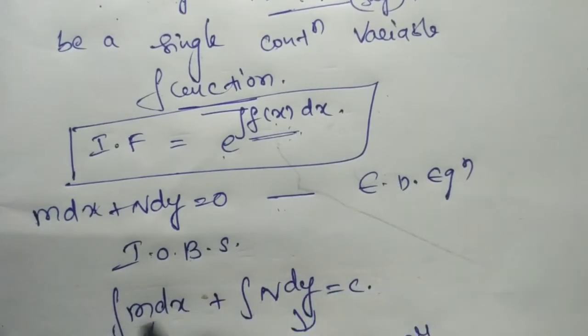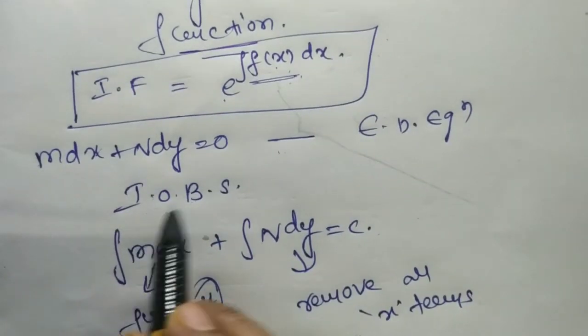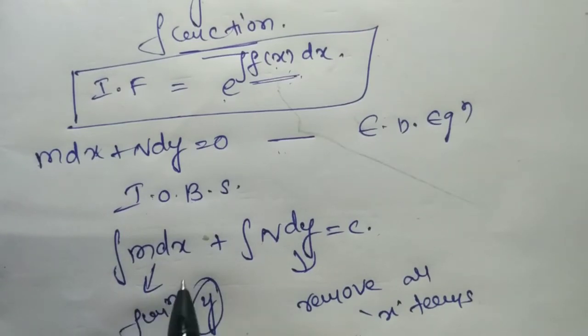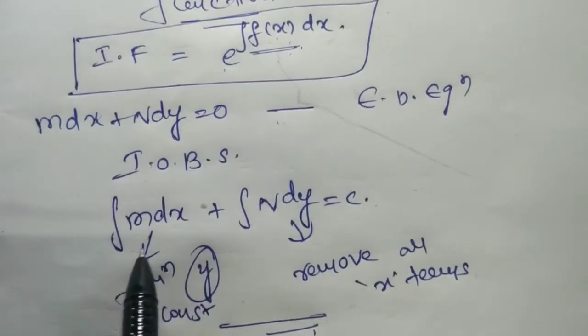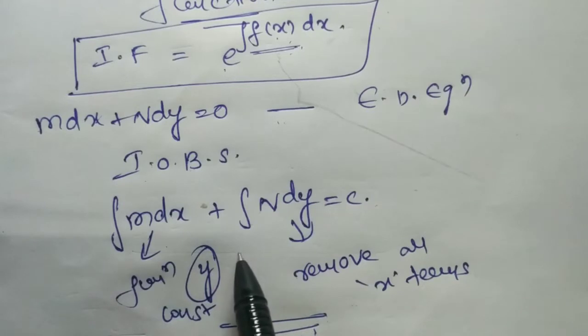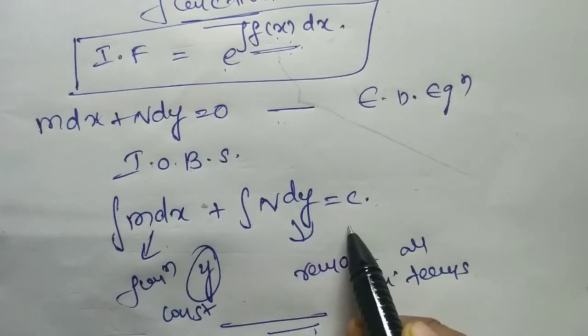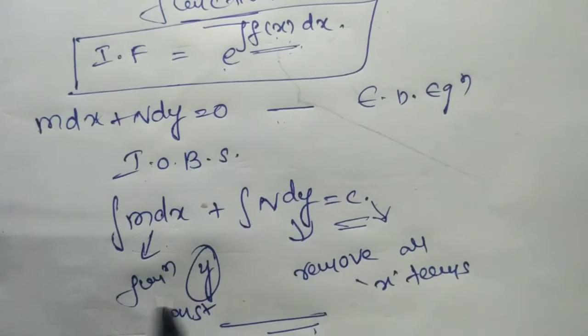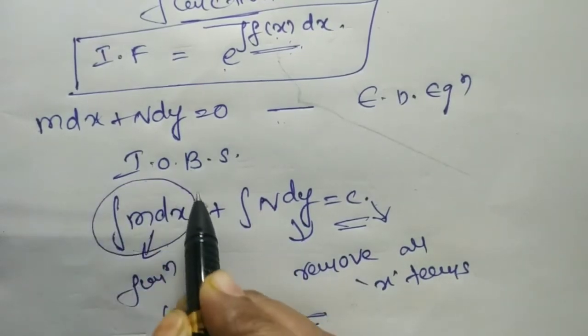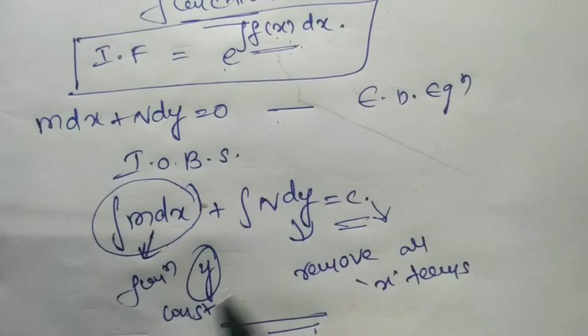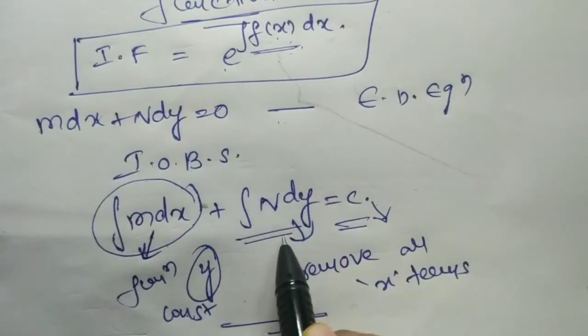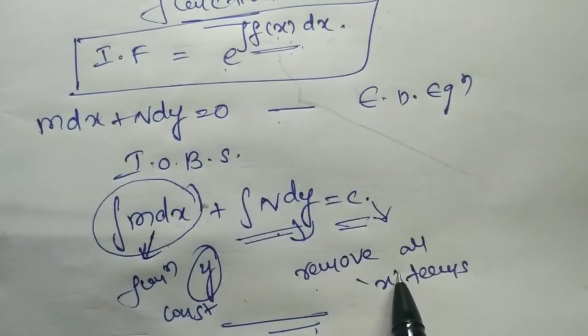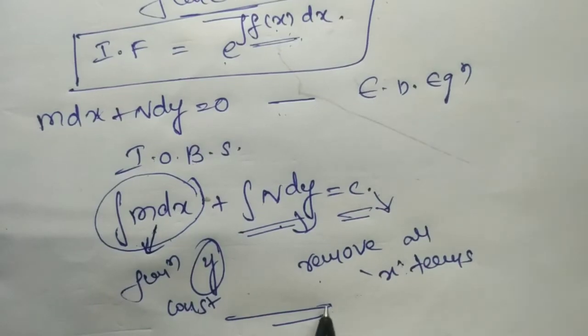The general solution of the exact differential equation is obtained by integrating on both sides, so integration of M dx plus integration of N dy equal to c. Here c is an arbitrary constant. In integration of M dx, y is constant, and integration of N dy contains only y terms and constant terms.